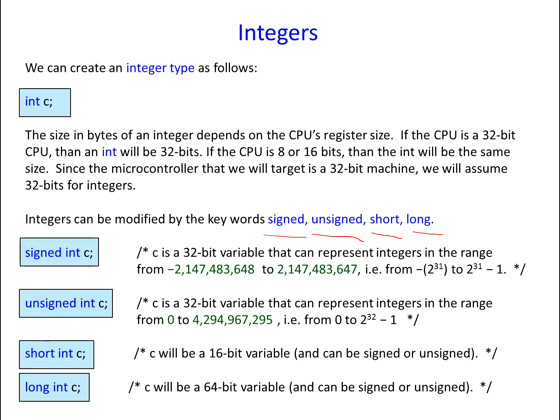Short means it's less than the full integer value. So if we're talking about a 32-bit machine, a short int would store the integer in 16 bits. And again, on a 32-bit machine, if we say a long int, then we want the integer to be 64 bits.